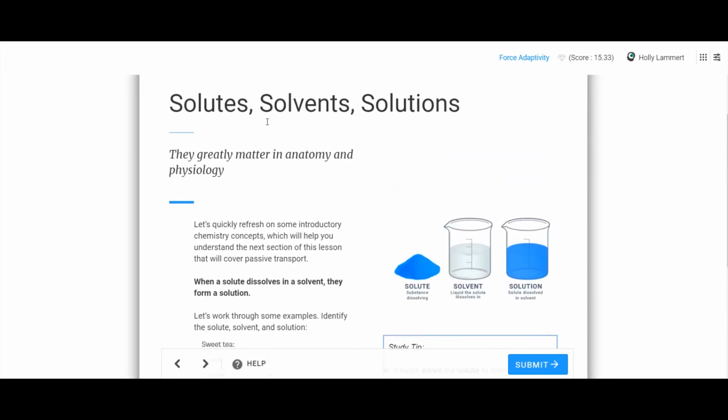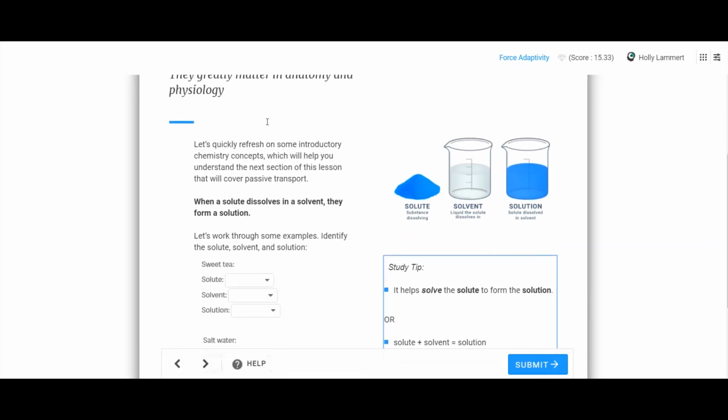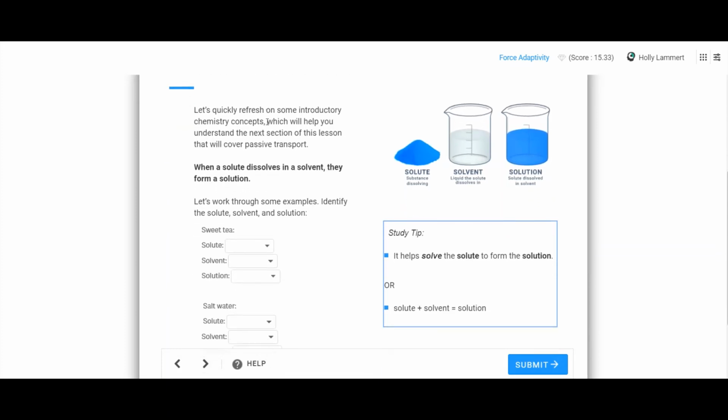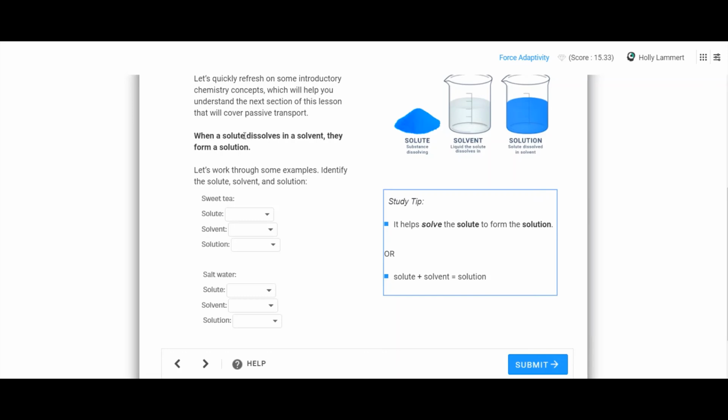All right, so solutes, solvents, and solutions, they greatly matter in anatomy and physiology. Let's quickly refresh on some introductory chemistry concepts, which will help you understand the next section of the lesson that we will cover, passive transport. When a solute dissolves in a solvent, they form a solution. Okay, so I add something into something that's going to dissolve it, and that forms a solution. I'm going to take notes on that.